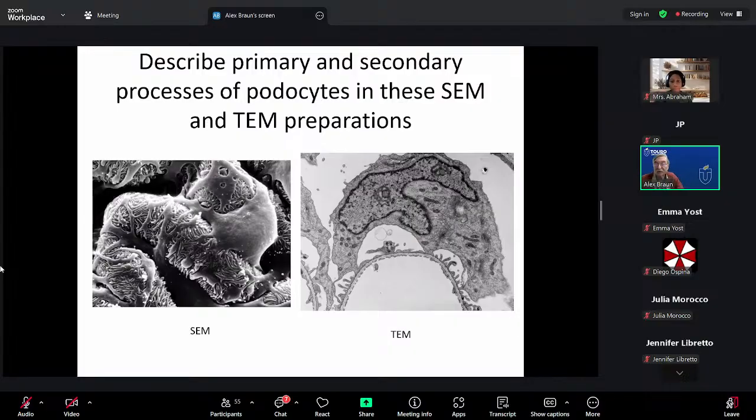It keeps them in the bloodstream, in a sense. So the characteristics of the pedestals and their filtration slits is very important in maintaining a normal urinary filtration barrier.